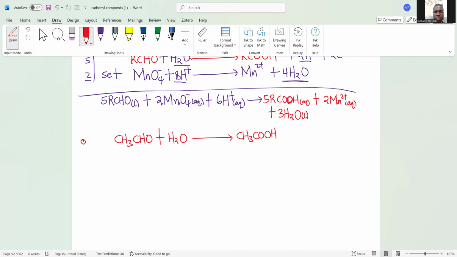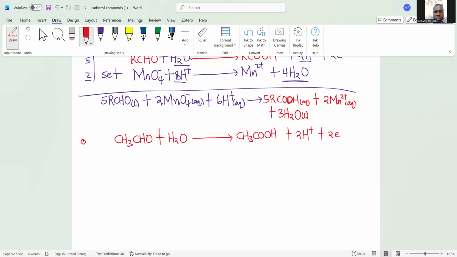Yeah, but we balance hydrogen using hydrogen ions. Look at what is on the left. The charge is 0. On the right, the charge is +2. Therefore, to have charge 0, this side, I have to add 2 electrons.